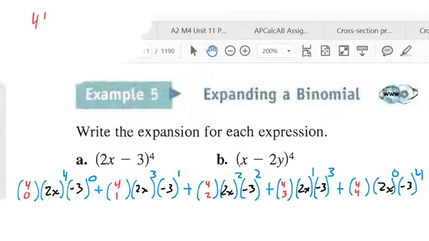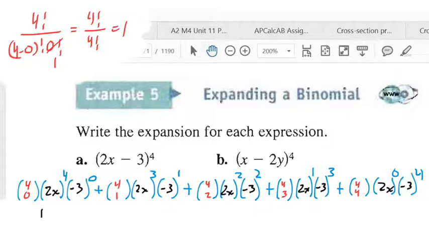Check this out. 4 factorial over 4 minus 0 factorial, and then 0 factorial. On top I get 4 factorial, on the bottom I have 4 factorial, so that equals 1. So your first term is going to be 1 times, what is 2x to the 4th power? 16x to the 4th, and anything raised to the 0 power is 1, so we just have a 1.